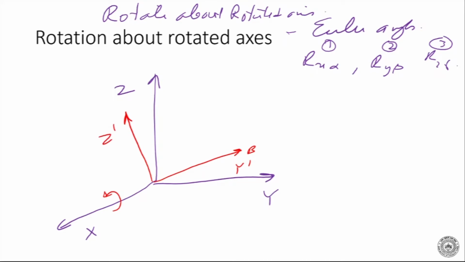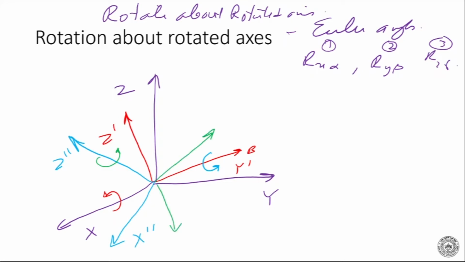The second one, now what happens is I'm rotating about the y-axis now. Okay, so what will happen is z will go there and x will come here. Okay, and the third one, I'm rotating about the rotated z-axis. So the rotated z-axis is this one. So I'm rotating like this now. Okay, so what will happen is this will come here and that will go there. Okay, x triple dash and y triple dash.